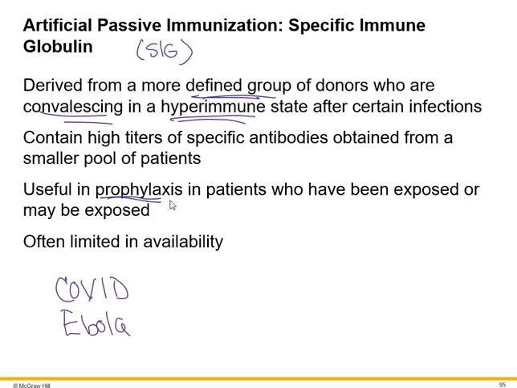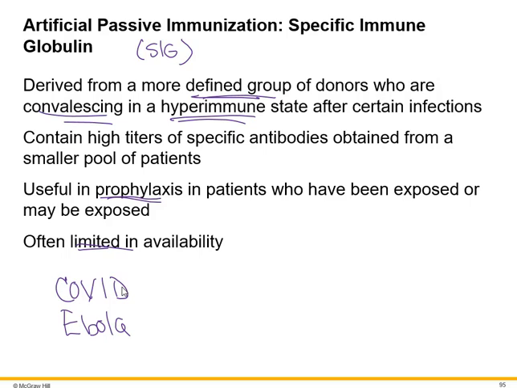So it's given in prophylaxis in patients who have been exposed or may be exposed. And it's just really limited. It's limited by how many surviving patients you have. If everybody is killed off, you have nobody to get this immune serum from.